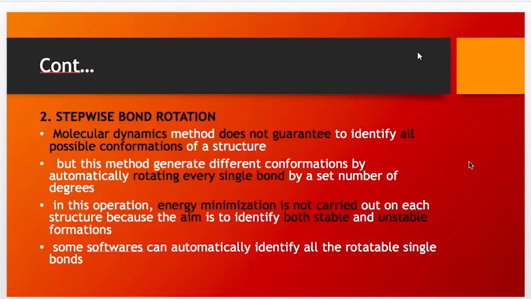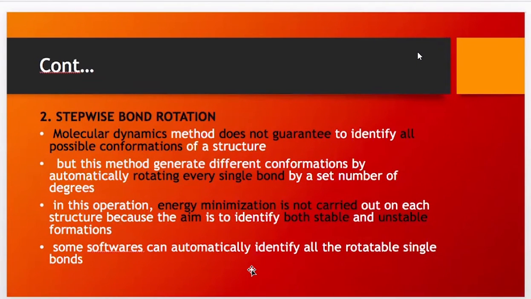It helps with rotation of each and every single bond in your structure. Not all the bonds are rotatable, but all those bonds that are able to rotate, you need to rotate each and every one of them so that you have a variety of structures or different conformations. With stepwise bond rotation, energy minimization is not even carried out.